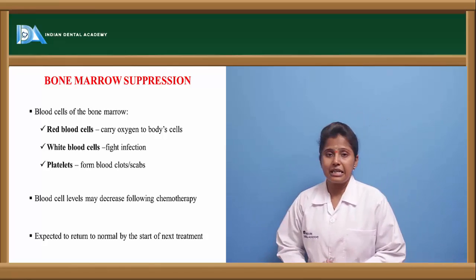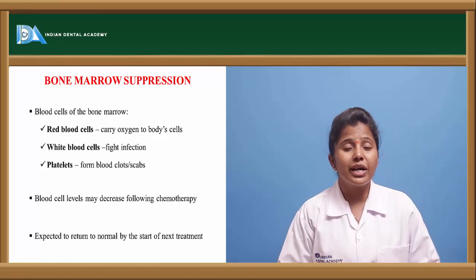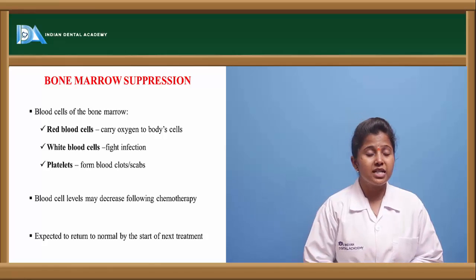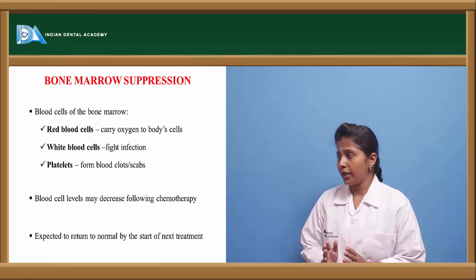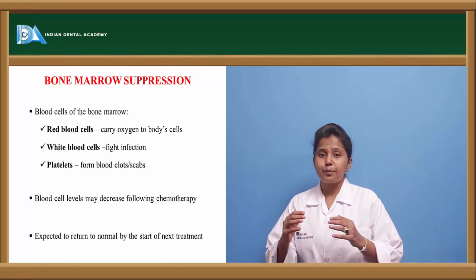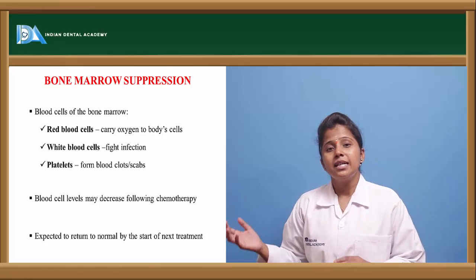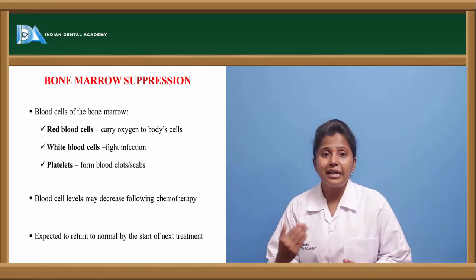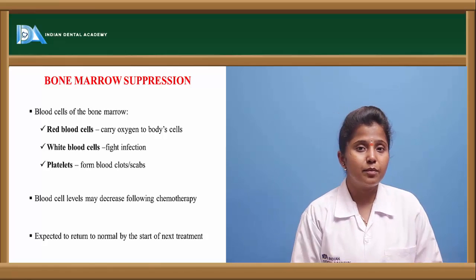The other one is platelets. So these platelets, or thrombocytes, are one of the important cells that aid in the coagulation mechanism, leading to the blood clot and preventing hemorrhage in the body. And if a patient is taking chemotherapy, then the cell count may decrease, and thereby this is one of the possible side effects, that is the bone marrow suppression.